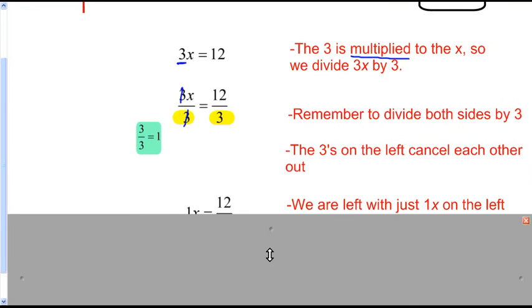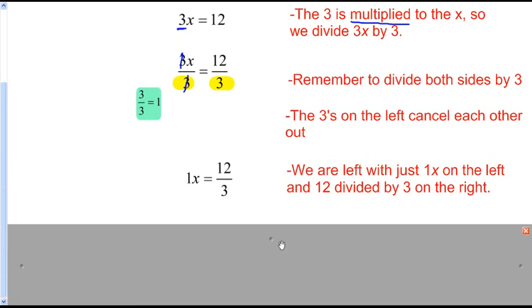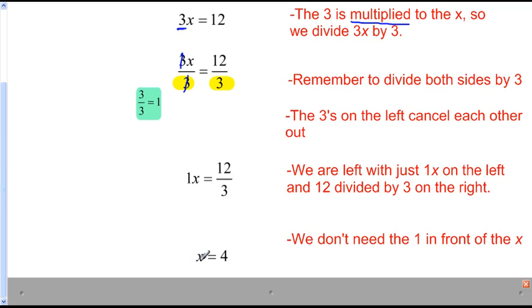And on the right side we have 12 divided by 3, which finally will give us our final answer. 1x is equal to 4, or simply x is equal to 4. We don't need to write the 1 there.